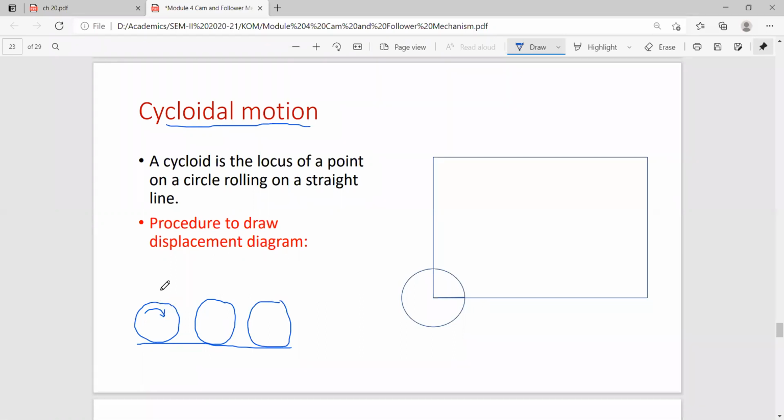For example, it is the circle's position 1, 2, 3. So you take any one point on circle. For example, I am taking this point on the circle. When the circle will roll, this point will rise up. So somewhere here it will come. Then when circle will roll further, this point will again rise up. So it might come somewhere here.